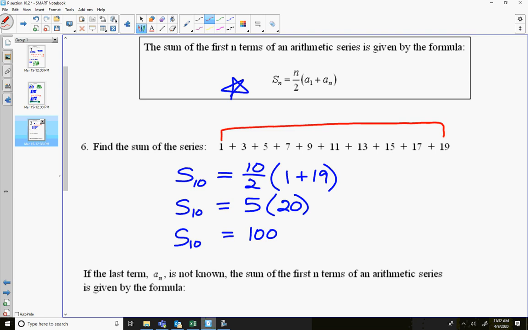What is 1 plus 19? 20. 3 plus 17? 20. 5 plus 15? 20. 7 plus 13? 20. 9 plus 11? 20. So if we did that, what we had were 1, 2, 3, 4, 5 groups of 20. And I could really put any of them together, but the easiest is simply to take the first and the last. So that's where the 1 plus 19 comes from.